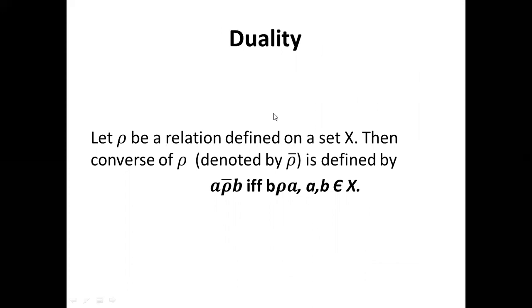Next is duality. Let rho be a relation defined on a set X. Then the converse of rho is defined as follows: A is related to B with respect to the converse of rho if and only if B is related to A with respect to rho. So here we are saying rho bar is the converse of rho, and conversely rho is the converse of rho bar.